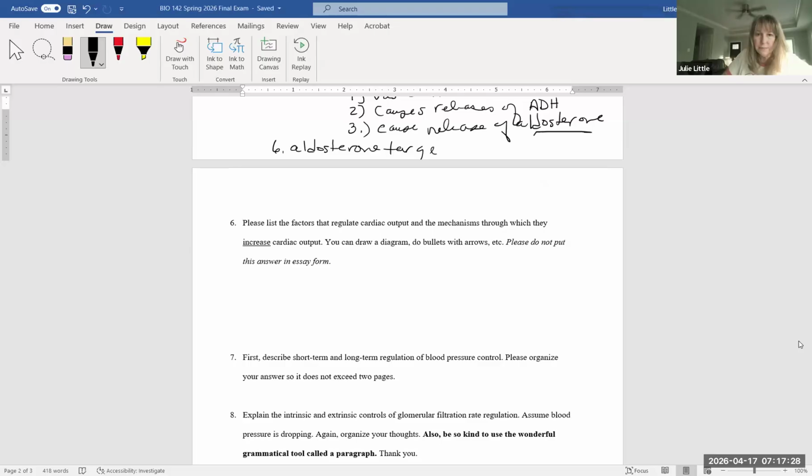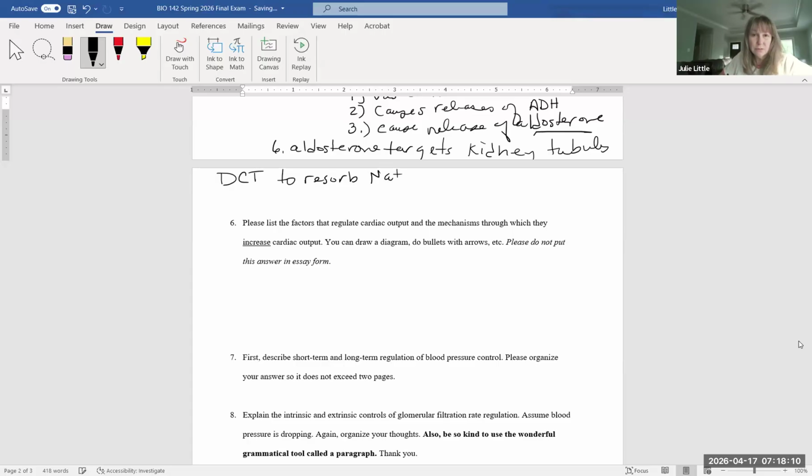Aldosterone targets the kidney tubules, specifically, which kidney tubules? The distal convoluted tubules, because remember in the DCT, that's where we have hormonal control of the mineral regulation, like pulling calcium out of the urine, pulling sodium out of the urine, or secreting potassium. And so aldosterone targets the distal convoluted tubules to resorb, meaning we take it out of the urine, put it into the blood, we resorb sodium.